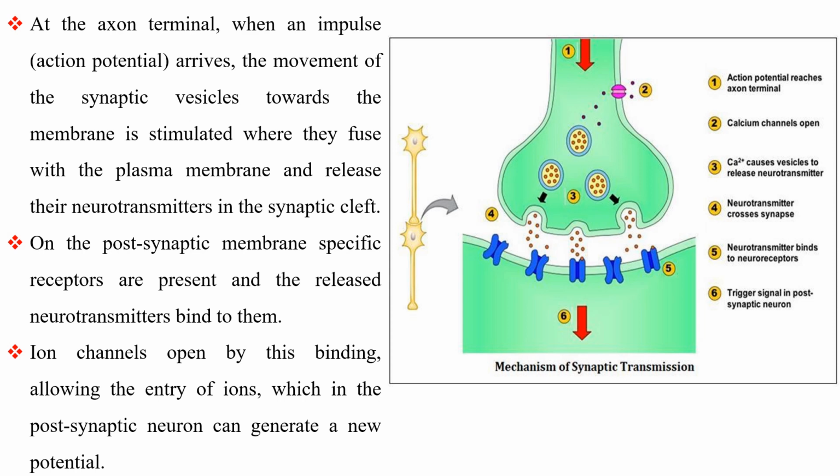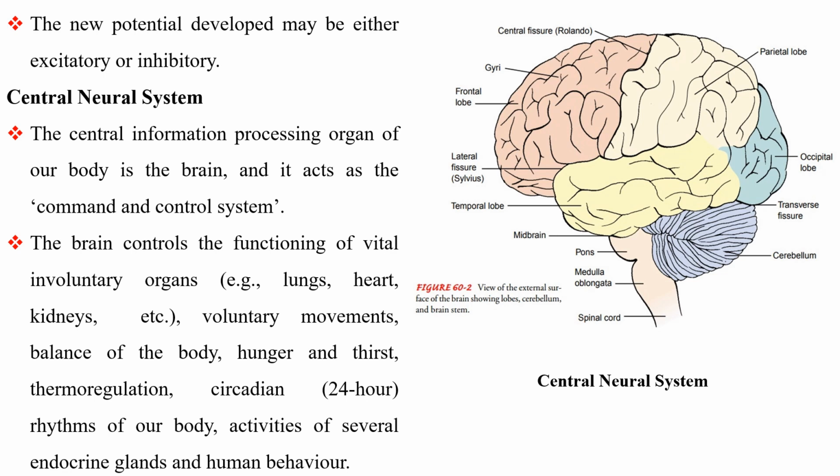At the axon terminal, when an impulse arrives, the movement of the synaptic vesicles towards the membrane is stimulated, where they fuse with the plasma membrane and release their neurotransmitters into the synaptic cleft. On the postsynaptic membrane, specific receptors are present and the released neurotransmitters bind to them. Ion channels open by this binding, allowing the entry of ions which in a postsynaptic neuron can generate a new potential. A new potential developed may be either excitatory or inhibitory.